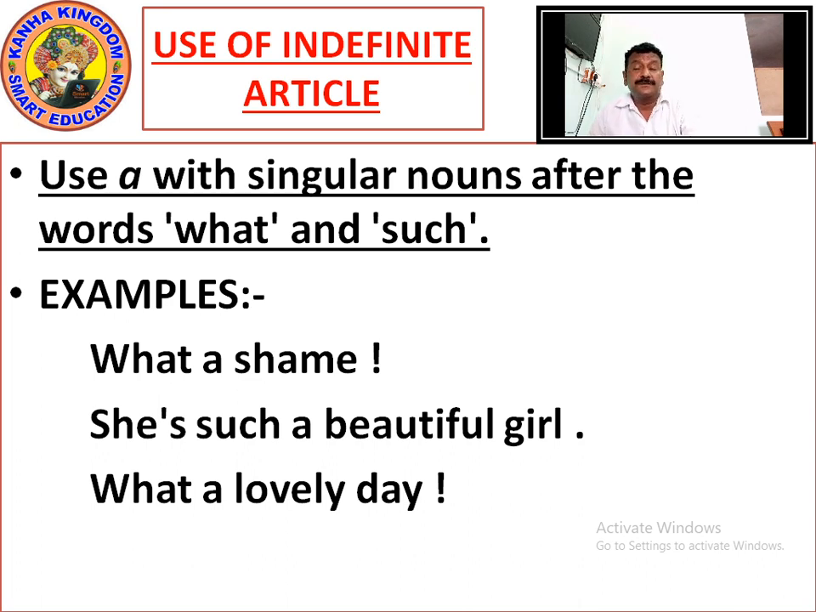Now let's see the use of indefinite article. Use a with a singular noun after the words what and such. What is a? A is an indefinite article used with a singular noun after the words what and such. The examples are given. What a shame. When you talk about how it is used, what a shame, after what, a is used. Right? She is such a beautiful girl.